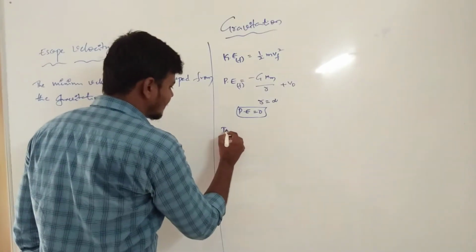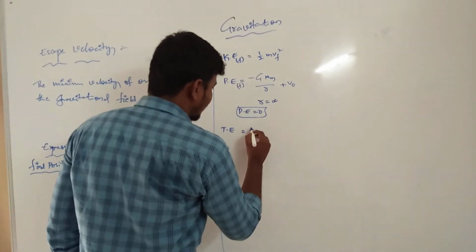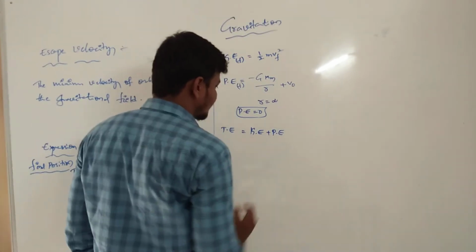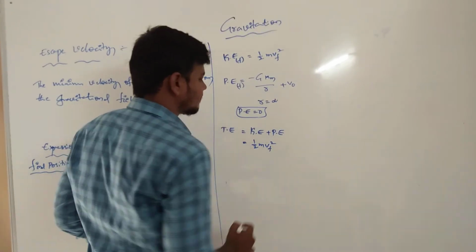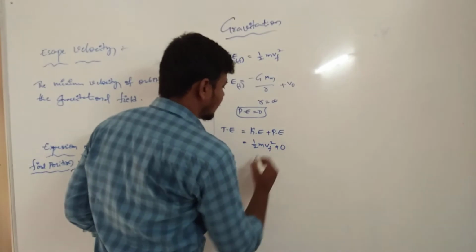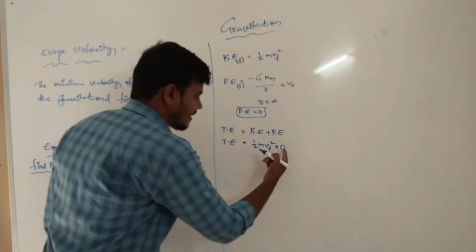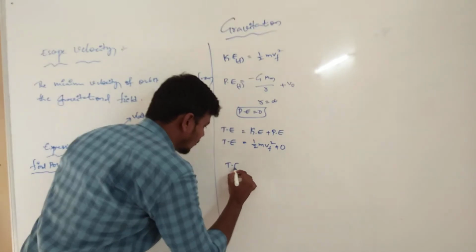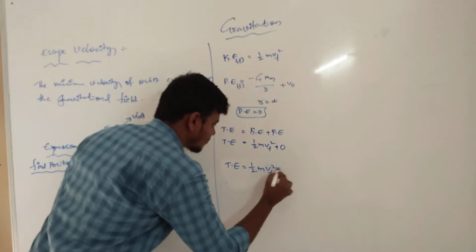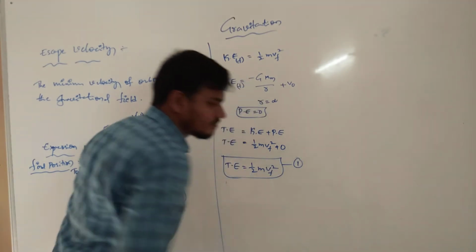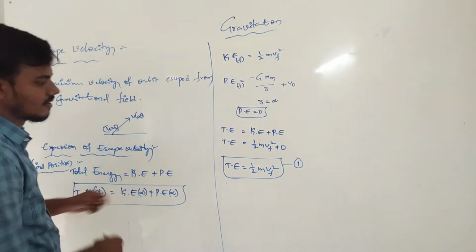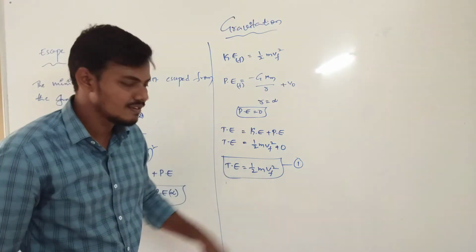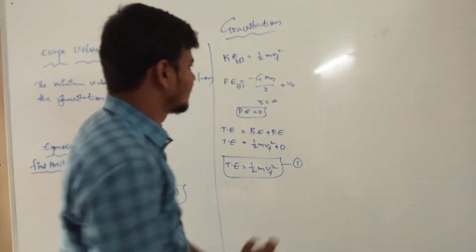Now total energy is equal to kinetic energy plus potential energy, which is half m vf square plus zero. Since zero is the additive identity, the total energy is equal to half m vf square. Here vf is the final velocity at the final position, which is the infinity position. This is equation number 1.